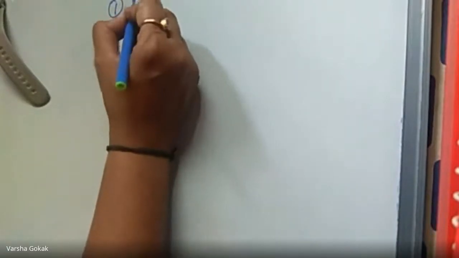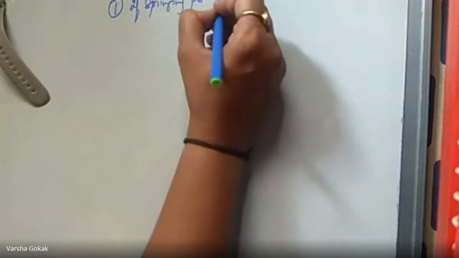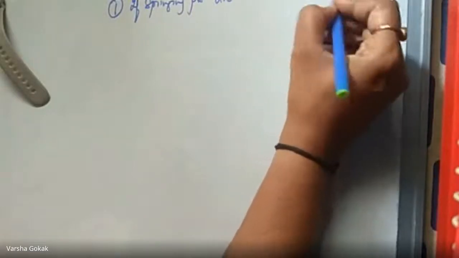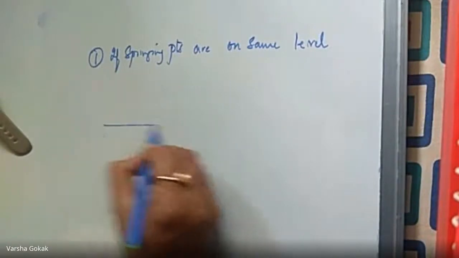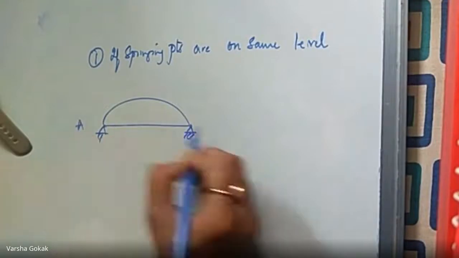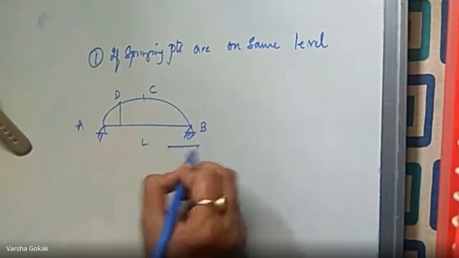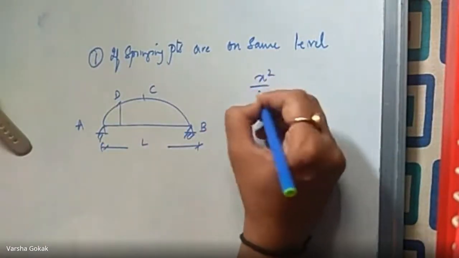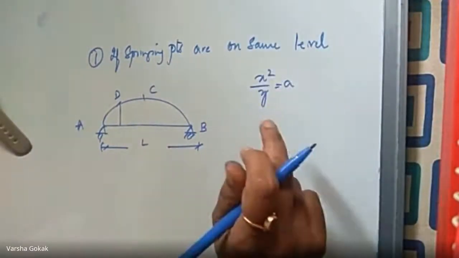Okay. So if springing points are on the same level, like this only. So they both are at the same level, A and B. This was your C, here you had D, etc. This is your length, L, right? If both are on the same level and our equation is x square by y equal to a, I have to apply it now.